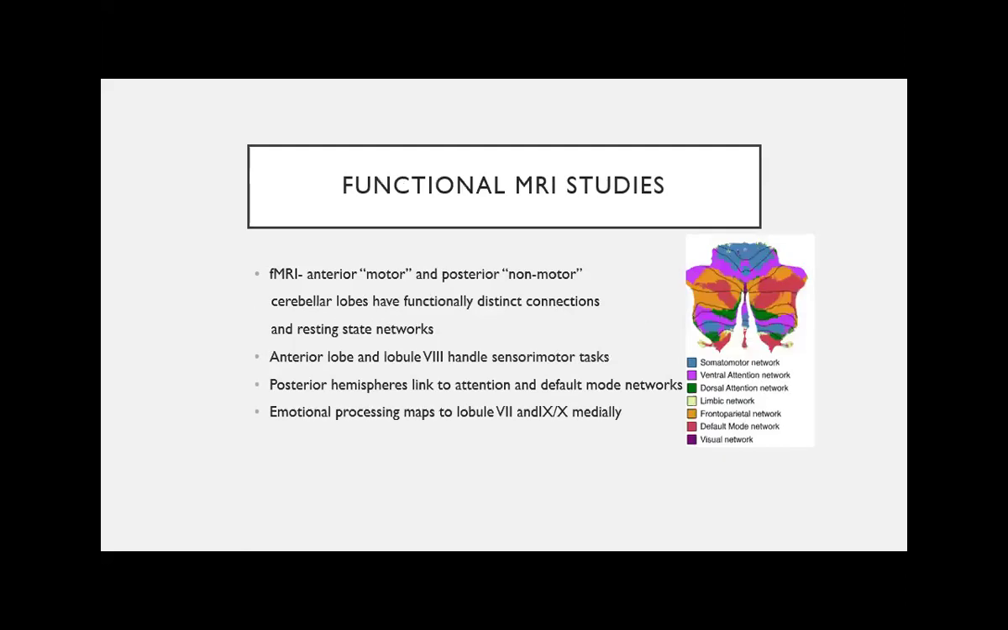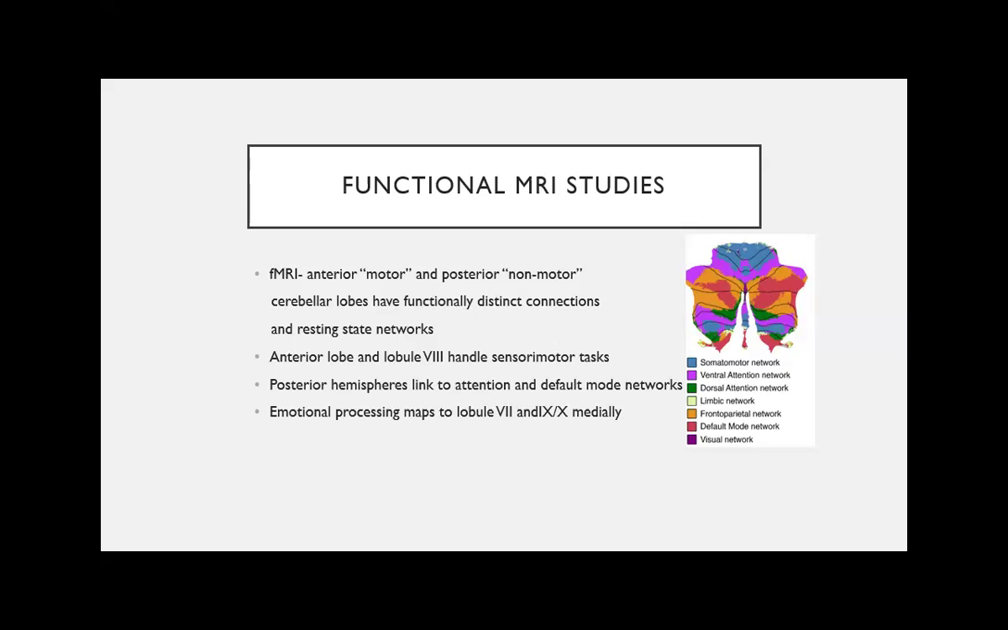Functional MRI studies have also helped to identify the cerebellar functions. By functional MRI studies, we understand that there is an anterior motor and posterior non-motor predominance. That is, the functionally distinct cerebellum has functionally distinct connections, which divide it into anterior motor and posterior non-motor areas. The anterior lobe and lobule 8 handle sensorimotor tasks. Posterior hemispheres link to attention and default mode networks. And emotional processing maps to lobules 7 and 9, and 8 medially.